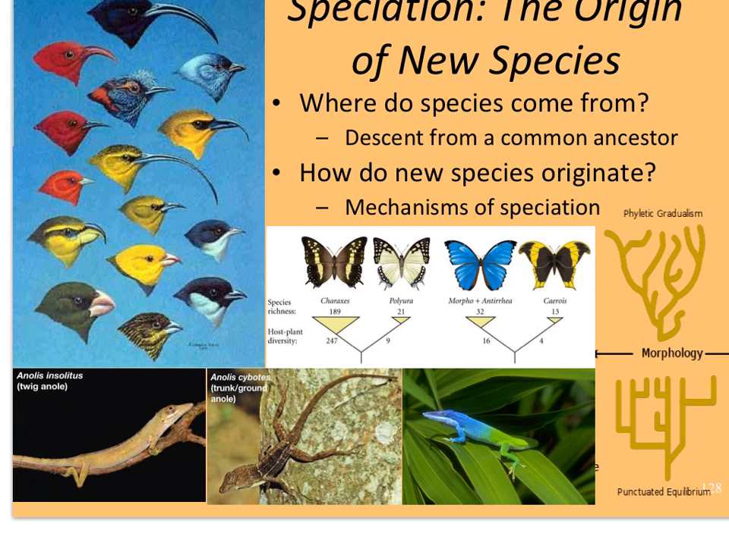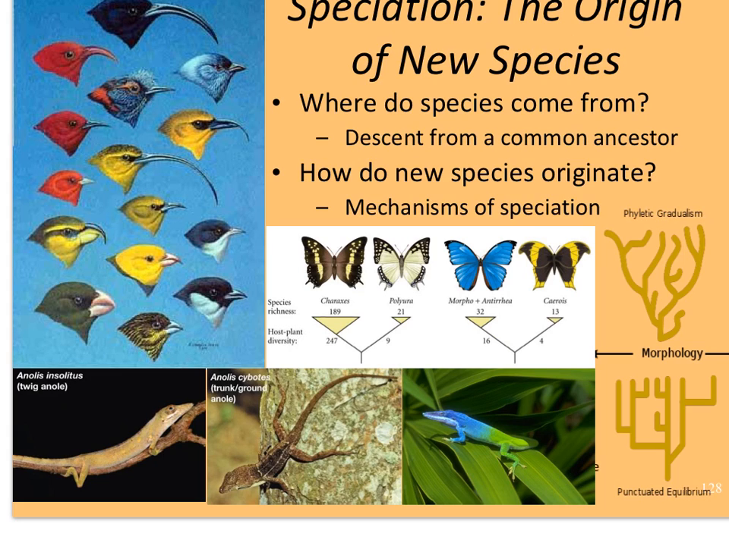We're going to talk about speciation. How does it happen? How do new species come into being? The most important thing to understand is there has to be a lack of gene flow between two different populations.